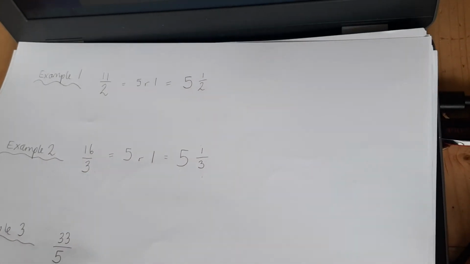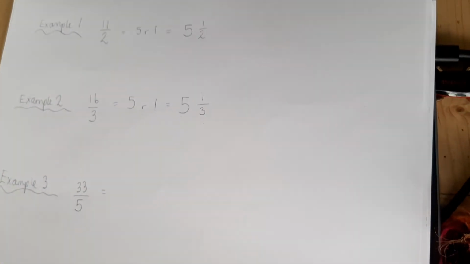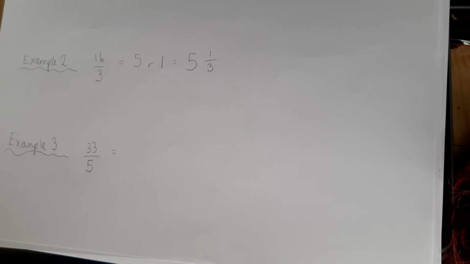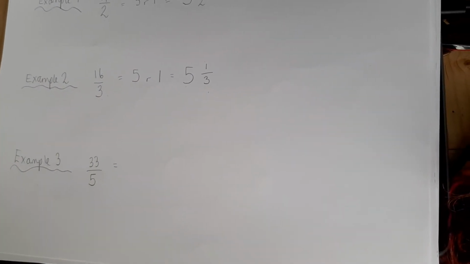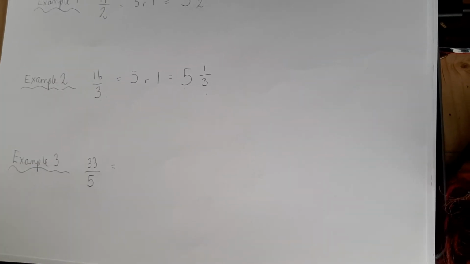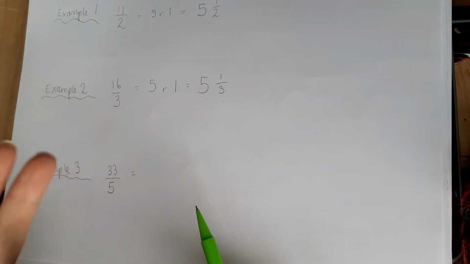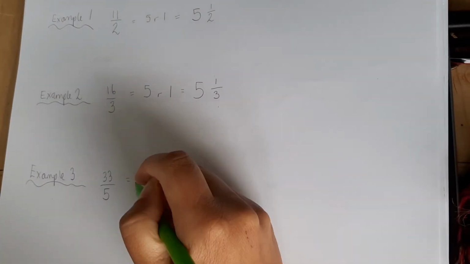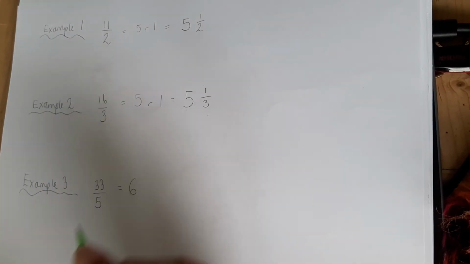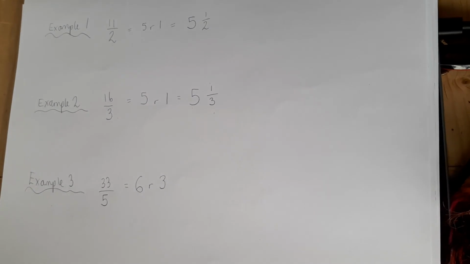Now your last example hopefully won't be too complicated. It is larger numbers, but it's still the same sort of thing that you need to think about. Firstly, we need to think about how many 5's go into 33 and how many are left over if it doesn't go in perfectly. Well, 5, 10, 15, 20, 25, 30. 35 would be too big, so that's going to be 6 times it goes in, remainder 3 this time.